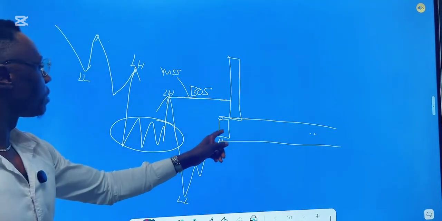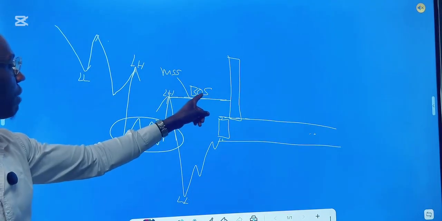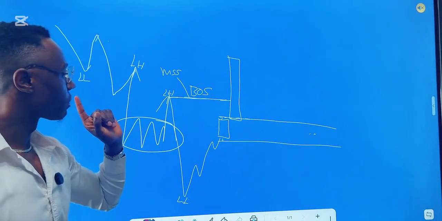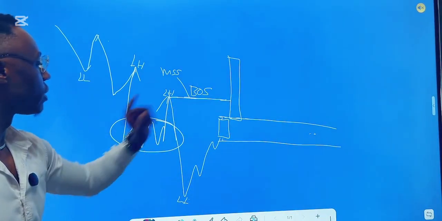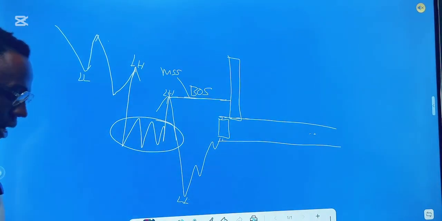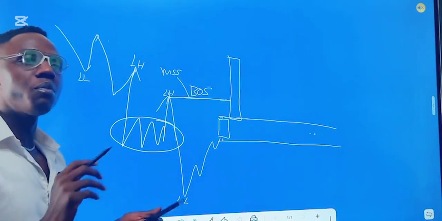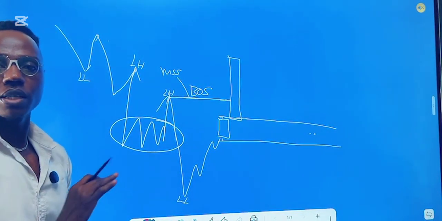So now we have three features. We have break of structure, momentum candle, rejection, and what else? The last feature is unmitigated. When you talk about unmitigated, it means untouched.